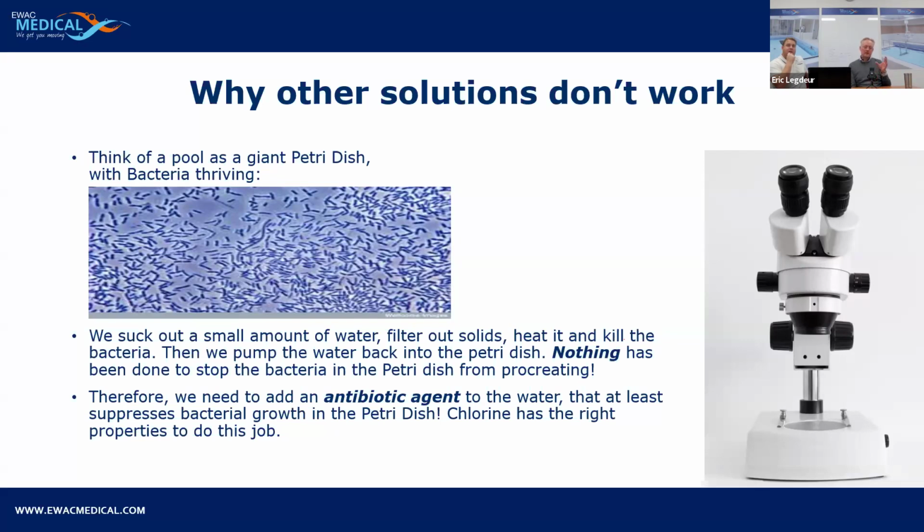So we have to take into account that in the pool itself, there are always bacteria present, and these bacteria need to be actively killed. And this is why we need to add an antibiotic agent to the water to at least suppress the bacterial growth in the petri dish. And then chlorine has the right properties to do that. Yeah, next slide.